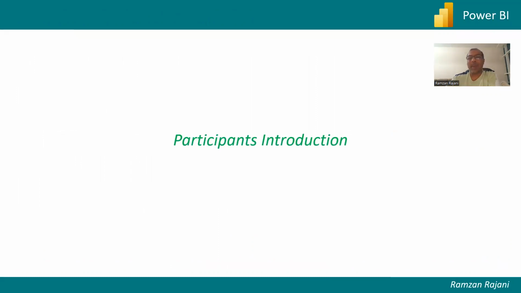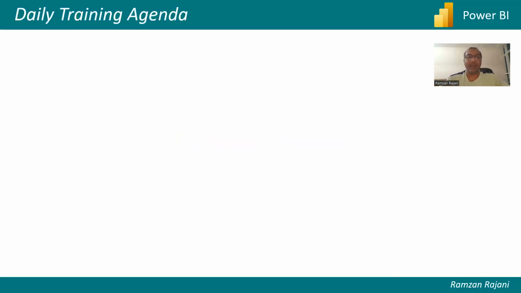Okay. So participant introduction is very difficult because I can see we have more than 95 people joined. Now two more people will be able to join. Otherwise, we have a limitation of 100.